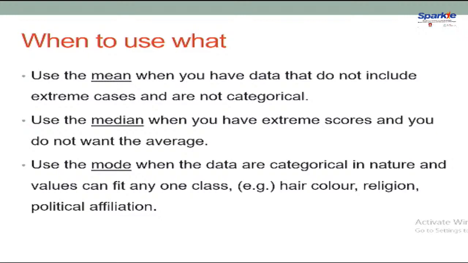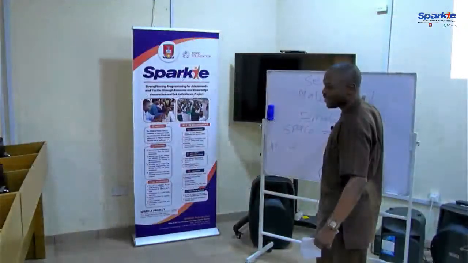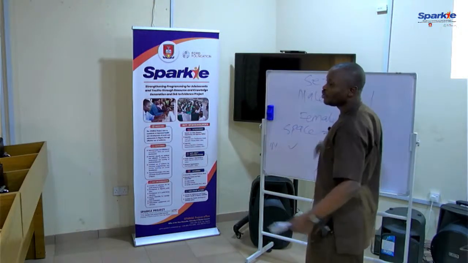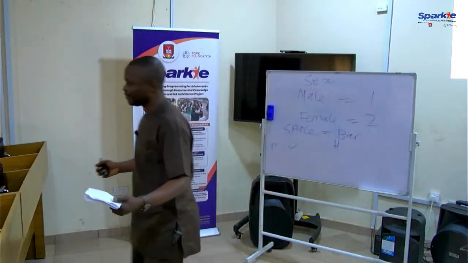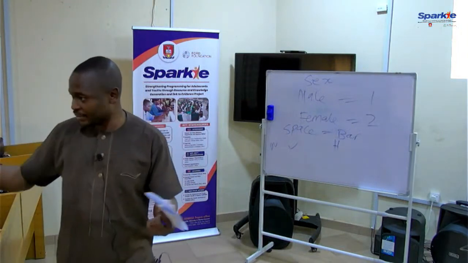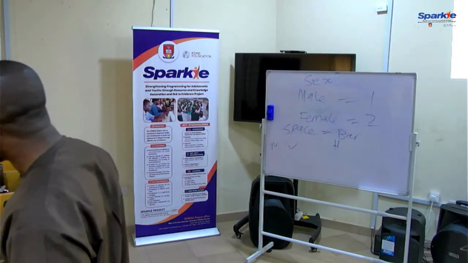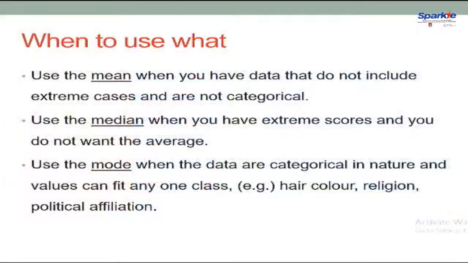So when to use what? Use the mean when you have data that do not include extreme cases and are not categorical. Because if you use the mean for this, Professor, I will say the mean of sex is hermaphrodite. Okay? You get the mean of religion. So categorical variables we have mentioned. Then again, you cannot use the mean if you have extreme cases.